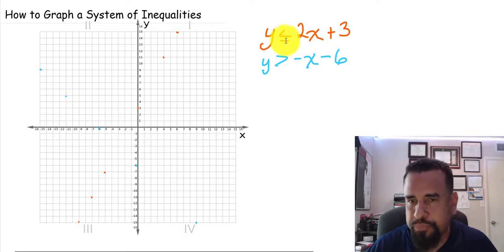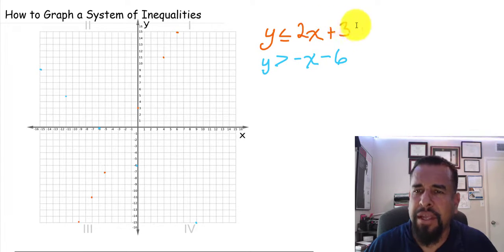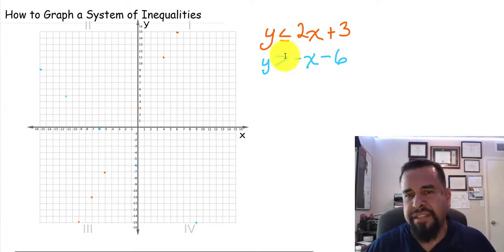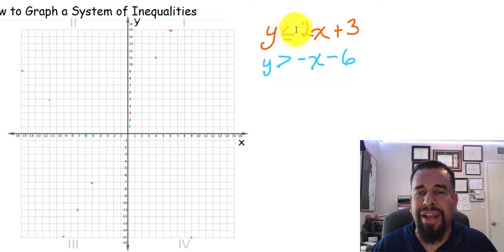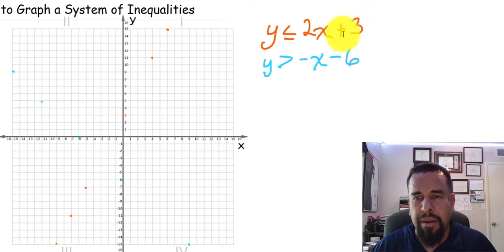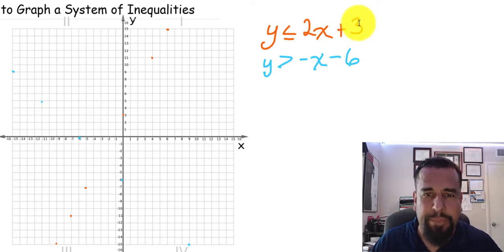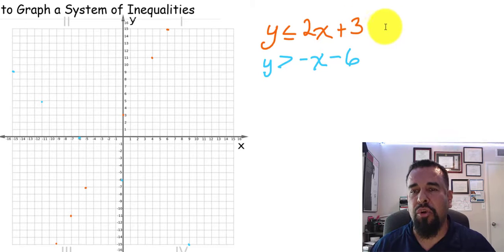For right now, what I want you to focus on is just the numbers. We'll pay attention to the inequality itself in a minute. So let's go ahead and start here. When we have 3, we're going to start from the back, right? Because that's our y-intercept. So we have a positive 3.